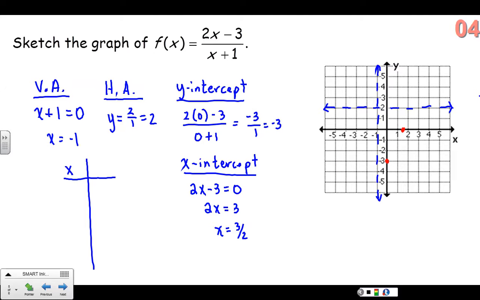If I pick some numbers, let's pick like negative 2 and negative 3. If I plug those in, you may need some scratch paper to do this. If I plug in negative 2, I would get negative 4 minus 3. And if I put negative 2 on bottom, negative 2 plus 1. So that's going to be negative 7 over negative 1, which will come out to be positive 7. So negative 2, 7 is a point on my graph. Okay, let's try the negative 3 and see what happens.